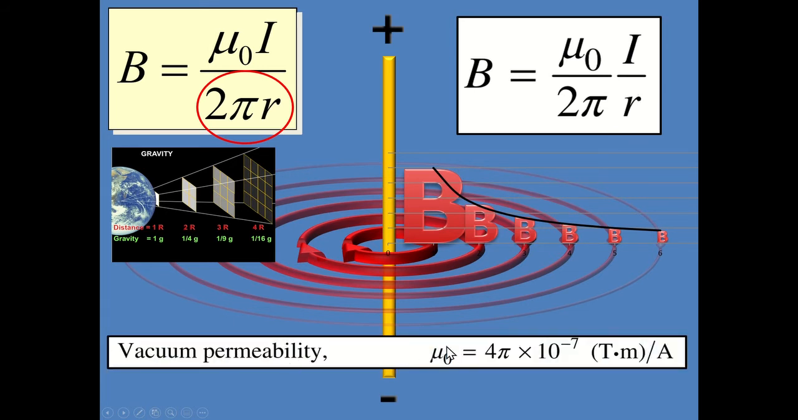Okay. Oh, and by the way, the permeability of free space, or the vacuum permeability, is 4 pi times 10 to the negative 7 Tesla meters per amp. Okay? Because we just have to take amps and meters and get a unit in Teslas.